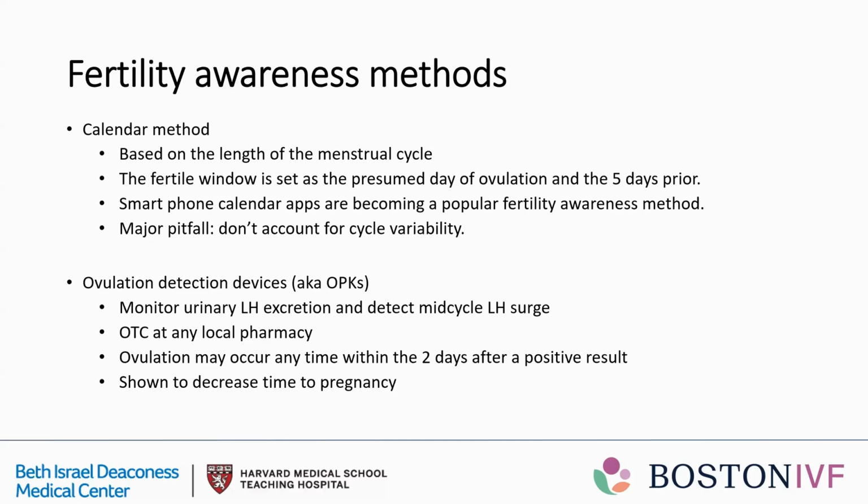The next one is the ovulation predictor kit, or the OPK, which is very popular. And this is when patients monitor their urinary LH excretion and they detect that mid-cycle LH surge. It's available over the counter at any pharmacy. And ovulation will occur usually within 2 days after a positive result with the OPK. And use of an OPK has been shown to decrease the time to pregnancy.